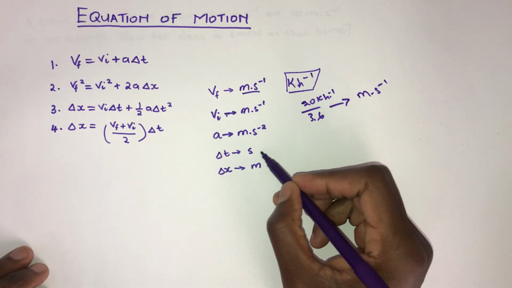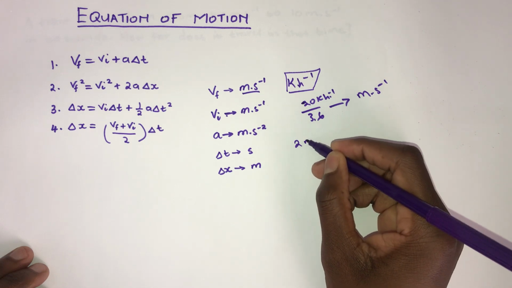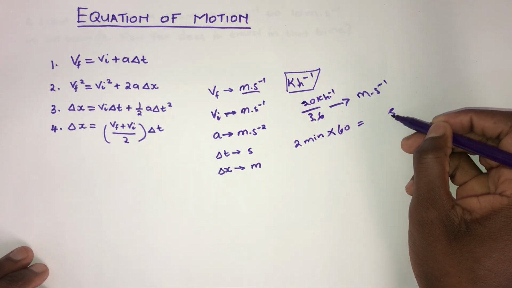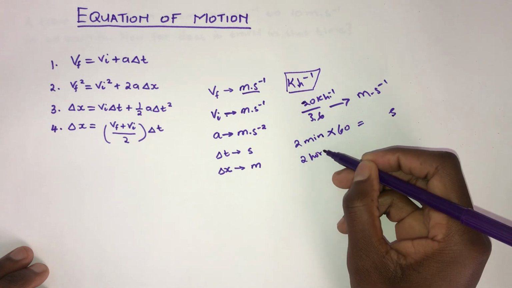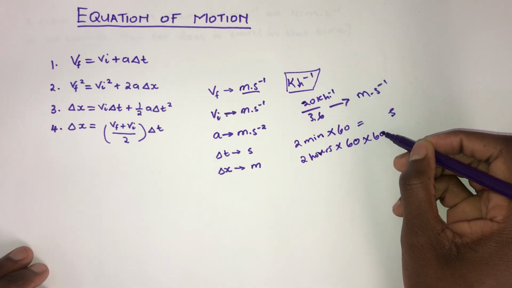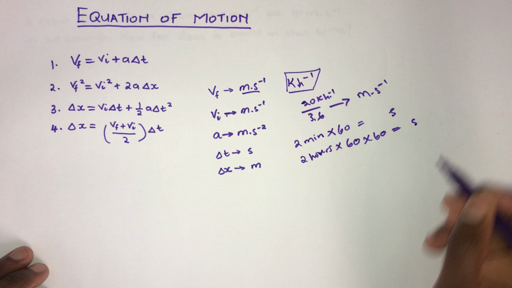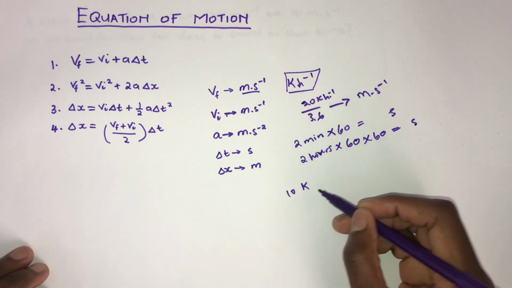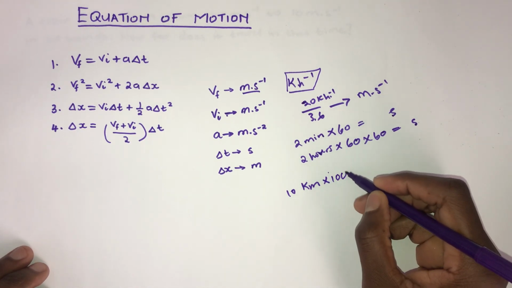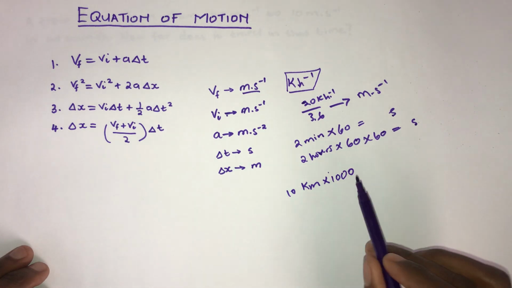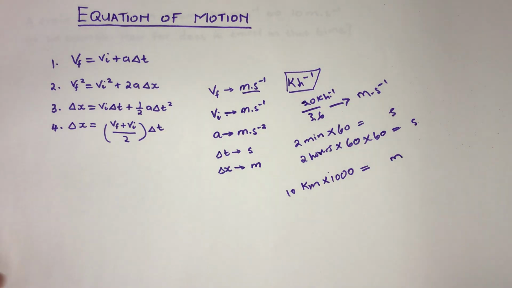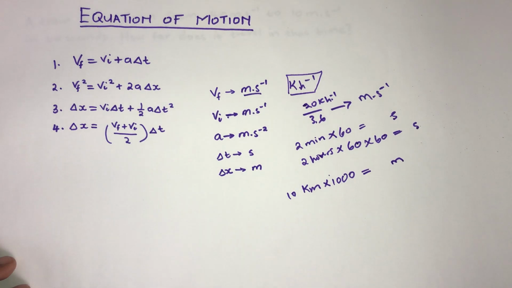For seconds, if it's given, for example, 2 minutes, you multiply by 60 seconds, and it will give you seconds. If it's hours, for example, you multiply by 60 minutes, multiply by 60 seconds, and it will give you seconds, just like that. If it's given in kilometers, you just multiply by 1000, since one kilometer is equal to 1000 meters. This will give you meters. So let's move on and see how we answer the question.